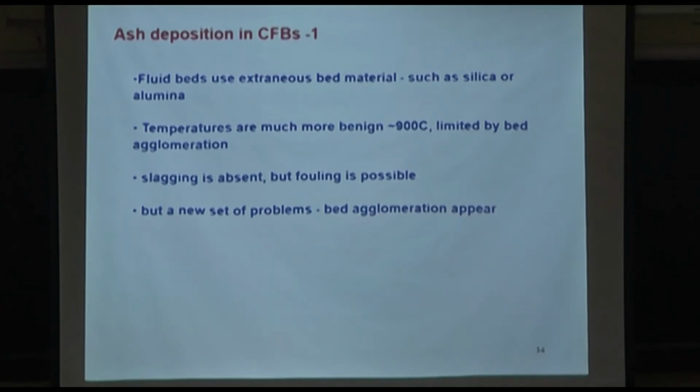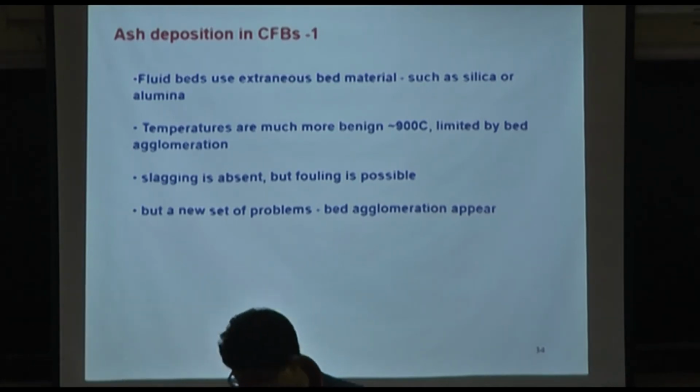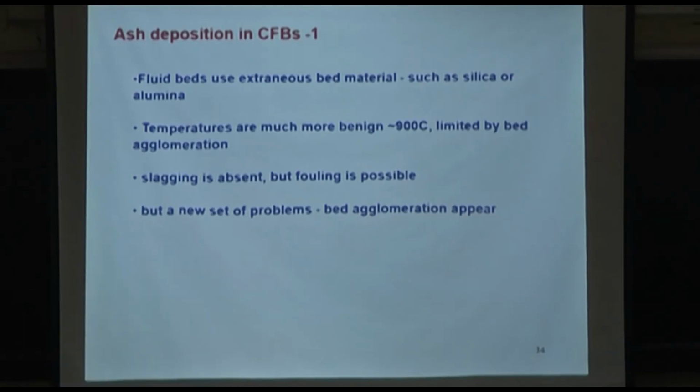I shouldn't have used the word fluid. It's scientifically incorrect. It should be fluidized bed. Fluidized beds use extraneous bed material such as sand, silica or alumina, etc. Why? I will come to that later. Temperatures are much more benign, about 900 Celsius, limited by bed agglomeration. So what limits the temperature of the bed is the bed agglomeration problem, not slagging or fouling, but we will see examples of what agglomeration means.